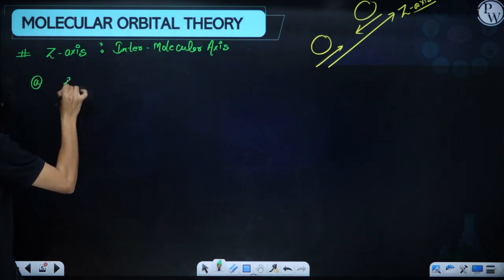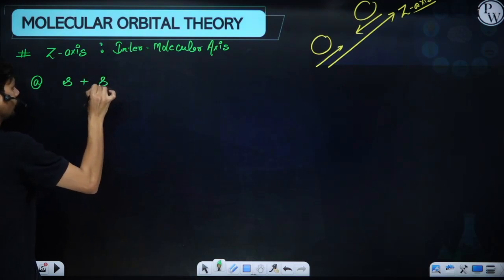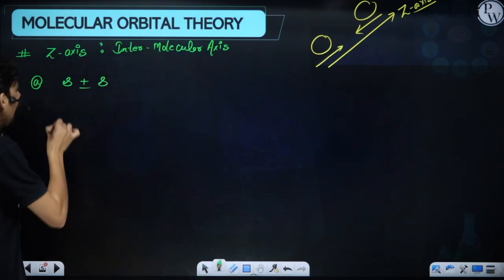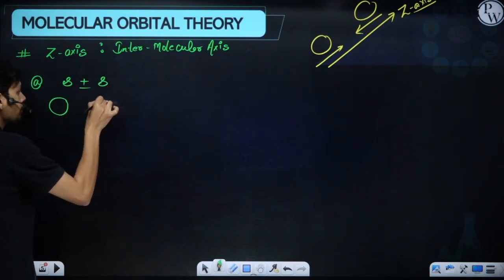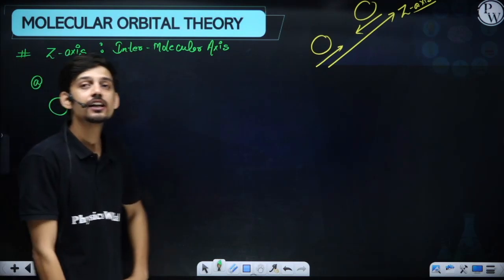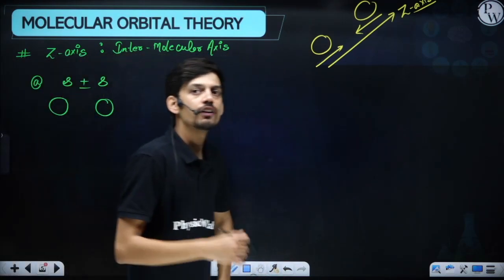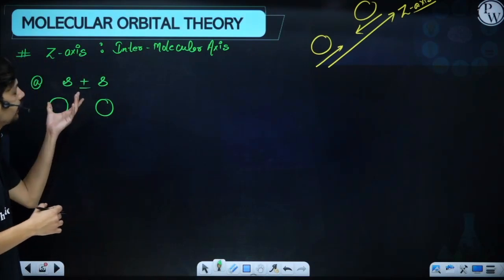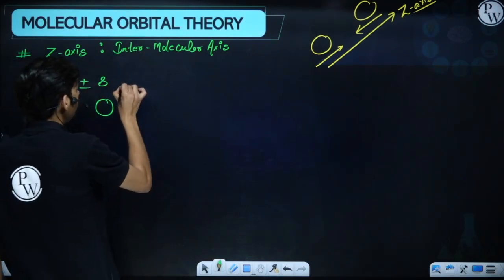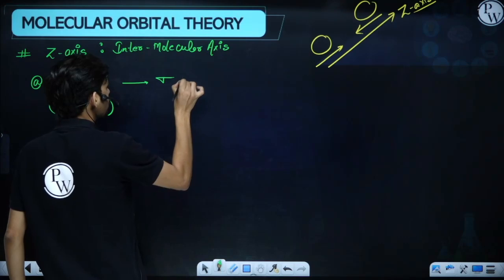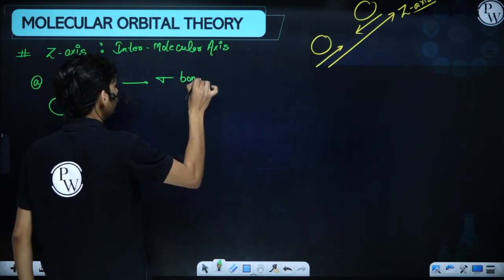Now what are we going to have? We are going to have s orbital. We already know s orbitals are spherical. So s orbitals do not have any direction. So they can combine along any axis. They will always produce sigma bond.